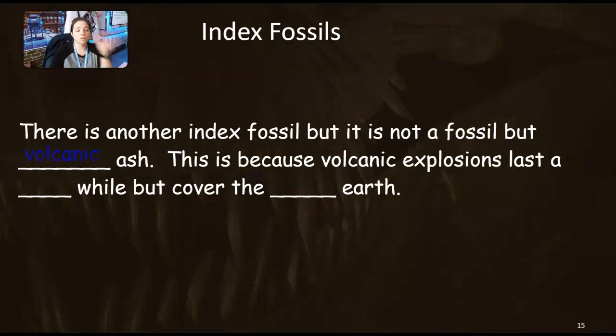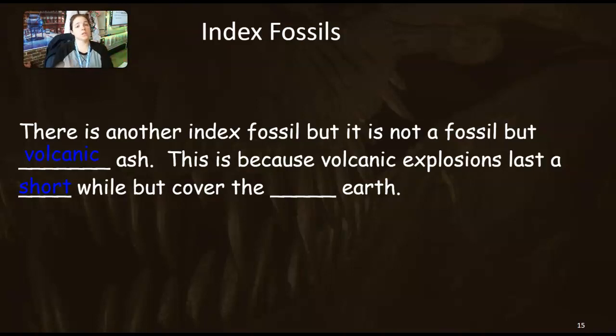It's called volcanic ash. This is because when volcanoes explode, they last for a geologically short period of time. People might think, well, it exploded over in Hawaii, it's not going to affect us.